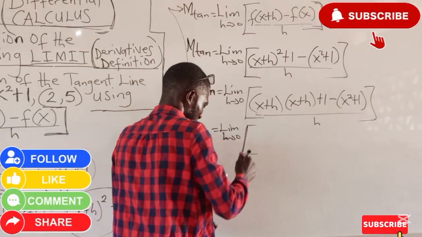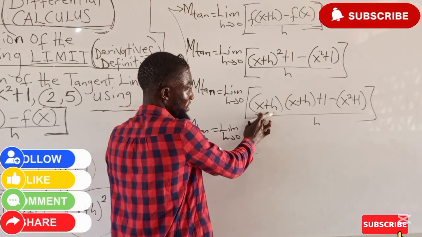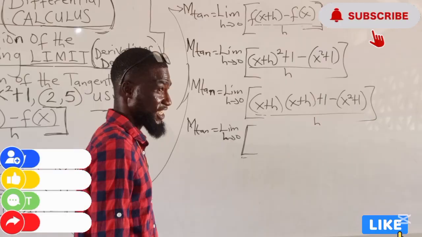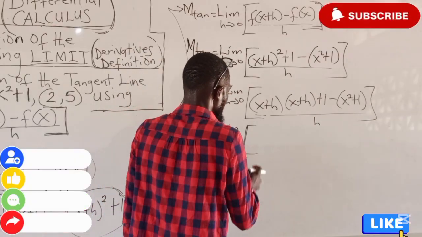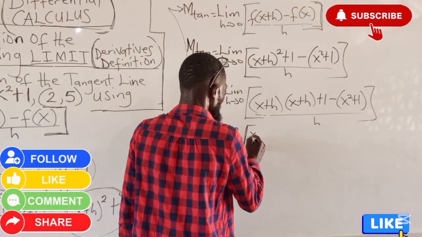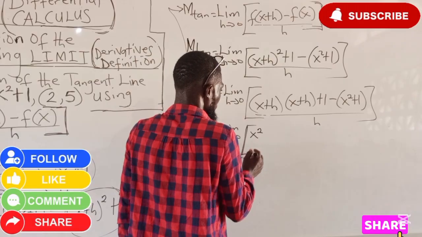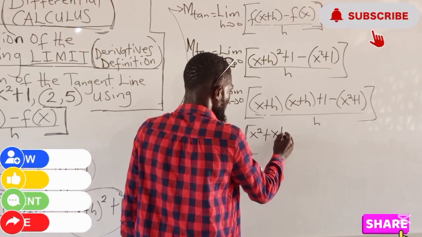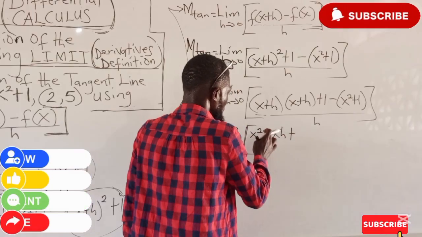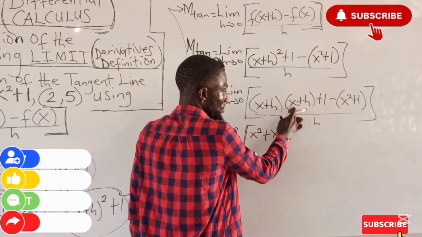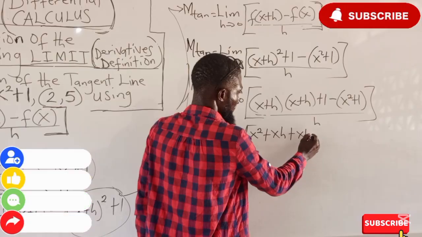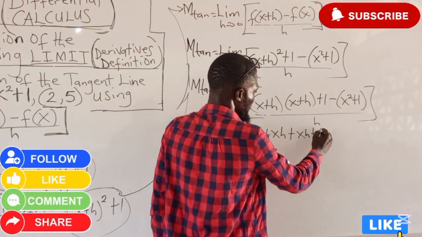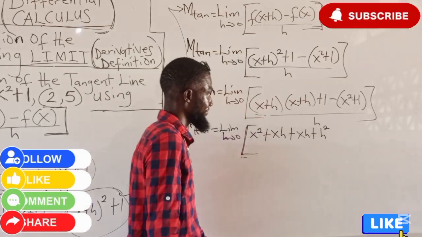We will multiply the values in the first parenthesis by the values in the second parenthesis. In so doing, x times x gives us x squared, plus x times h gives us xh, plus h times x gives us xh, plus h times h gives h squared.